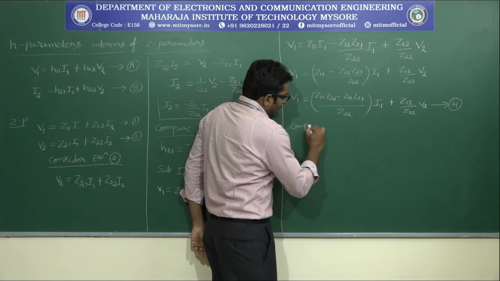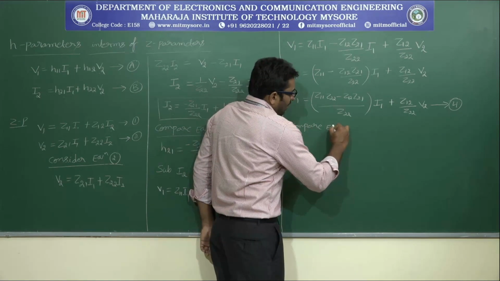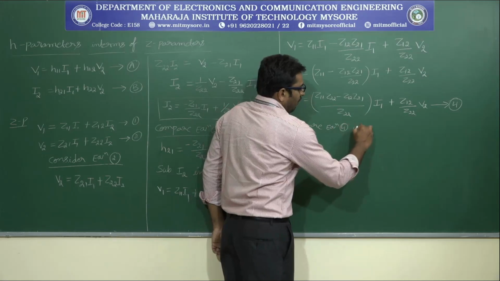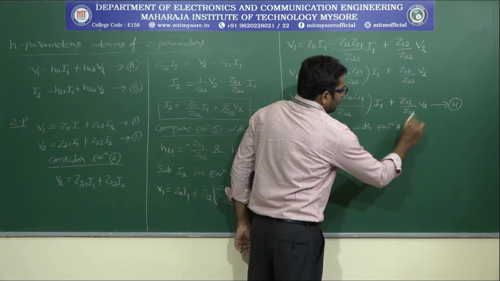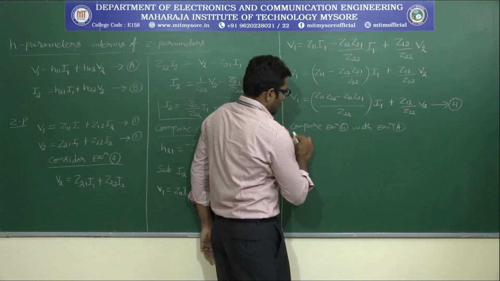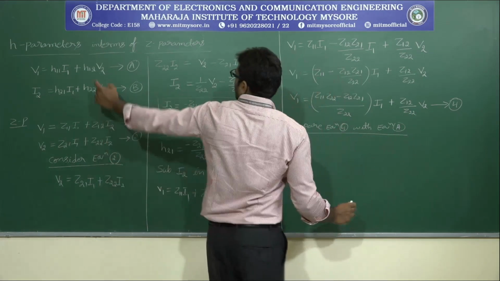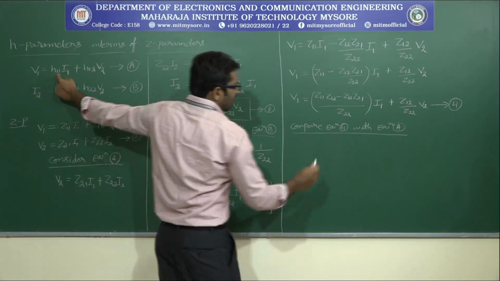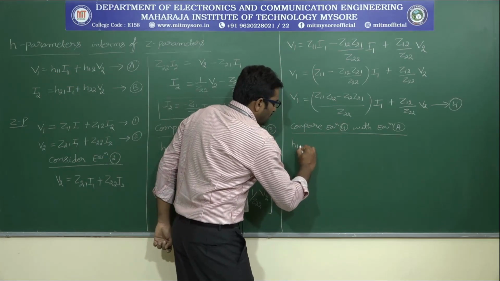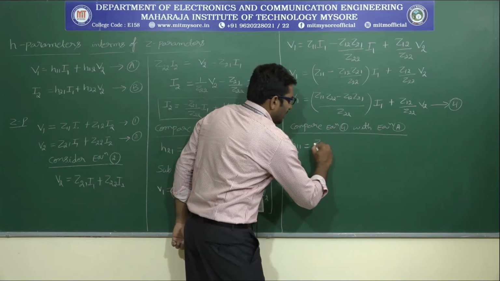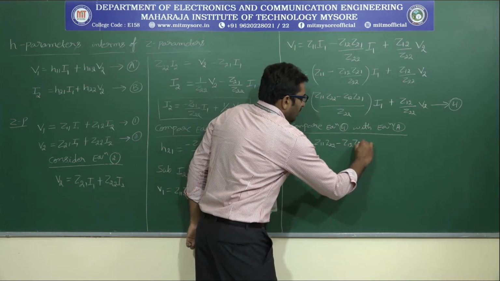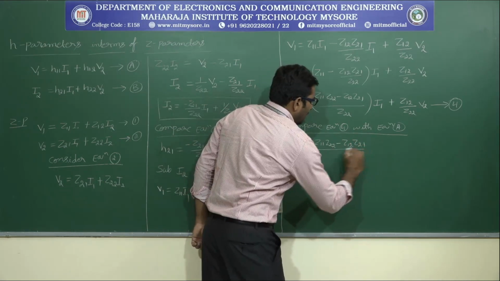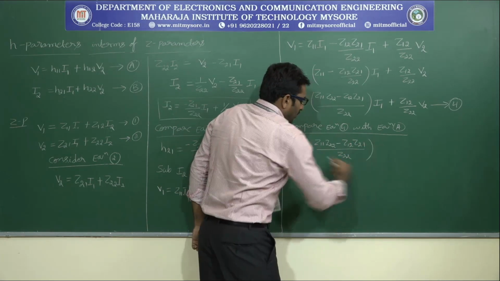Therefore, what is the next step? Compare equation 4 with equation A. What is the coefficient of I1? That is H11, right? Therefore, H11 is equal to Z11 Z22 minus Z12 Z21, the whole thing divided by Z22.